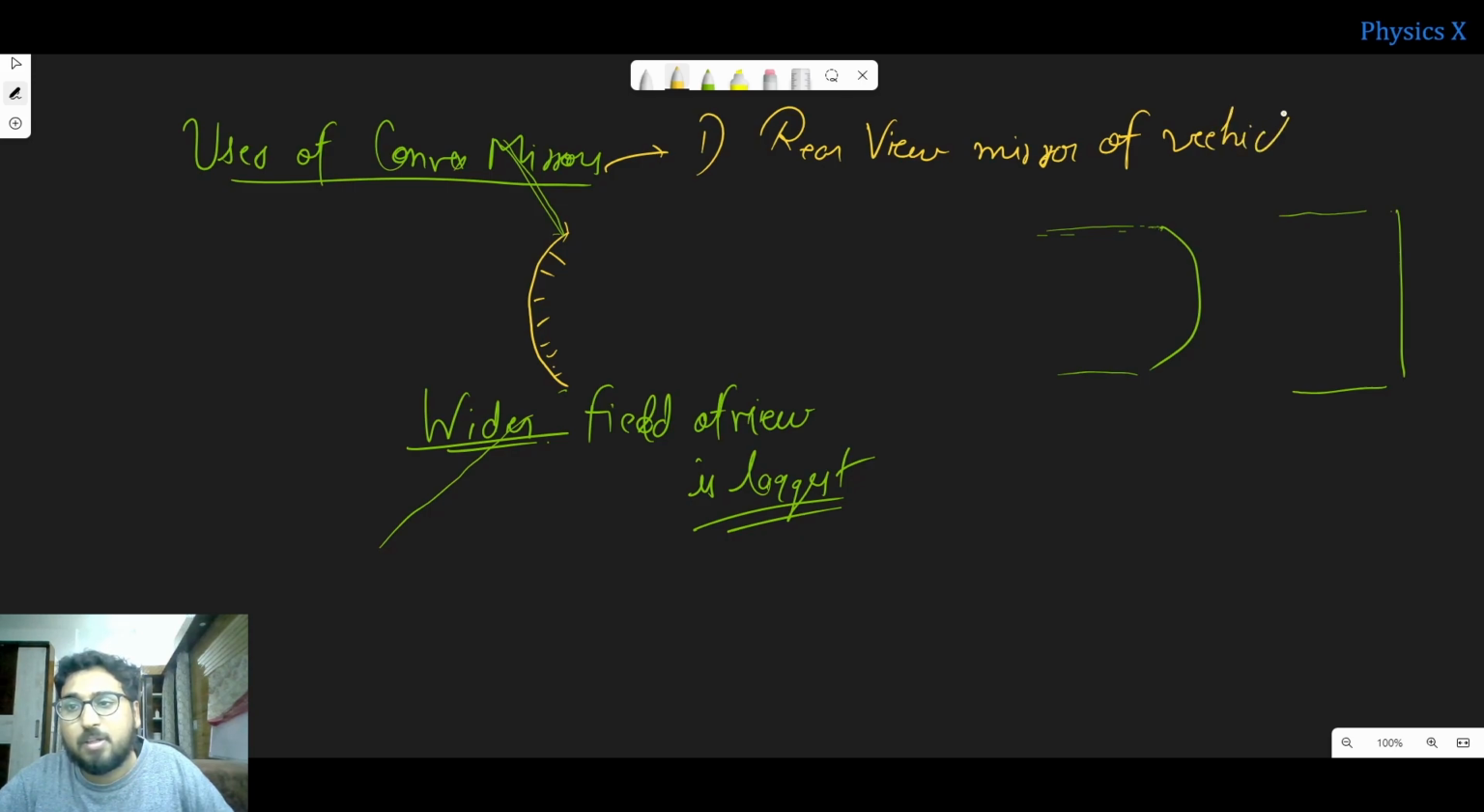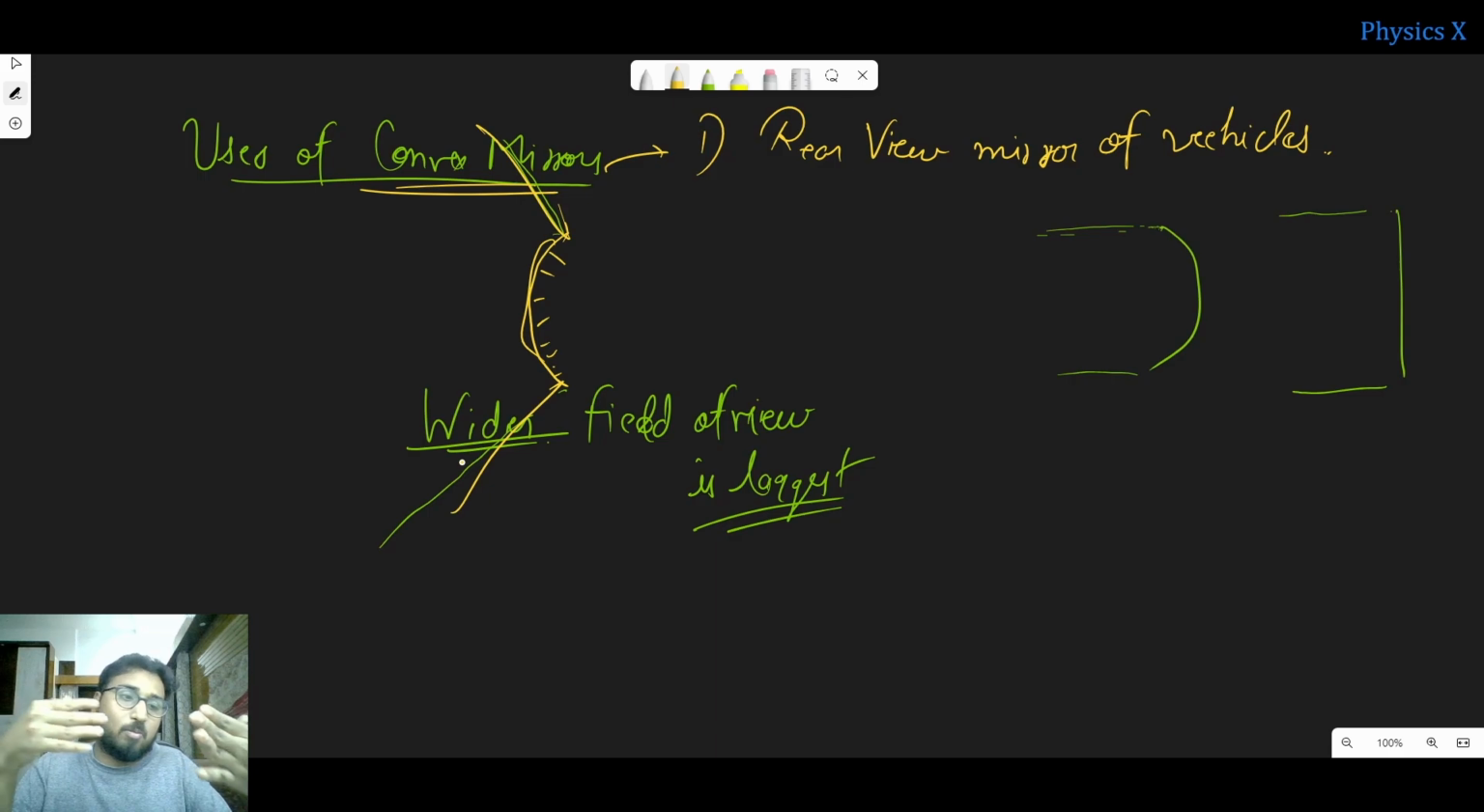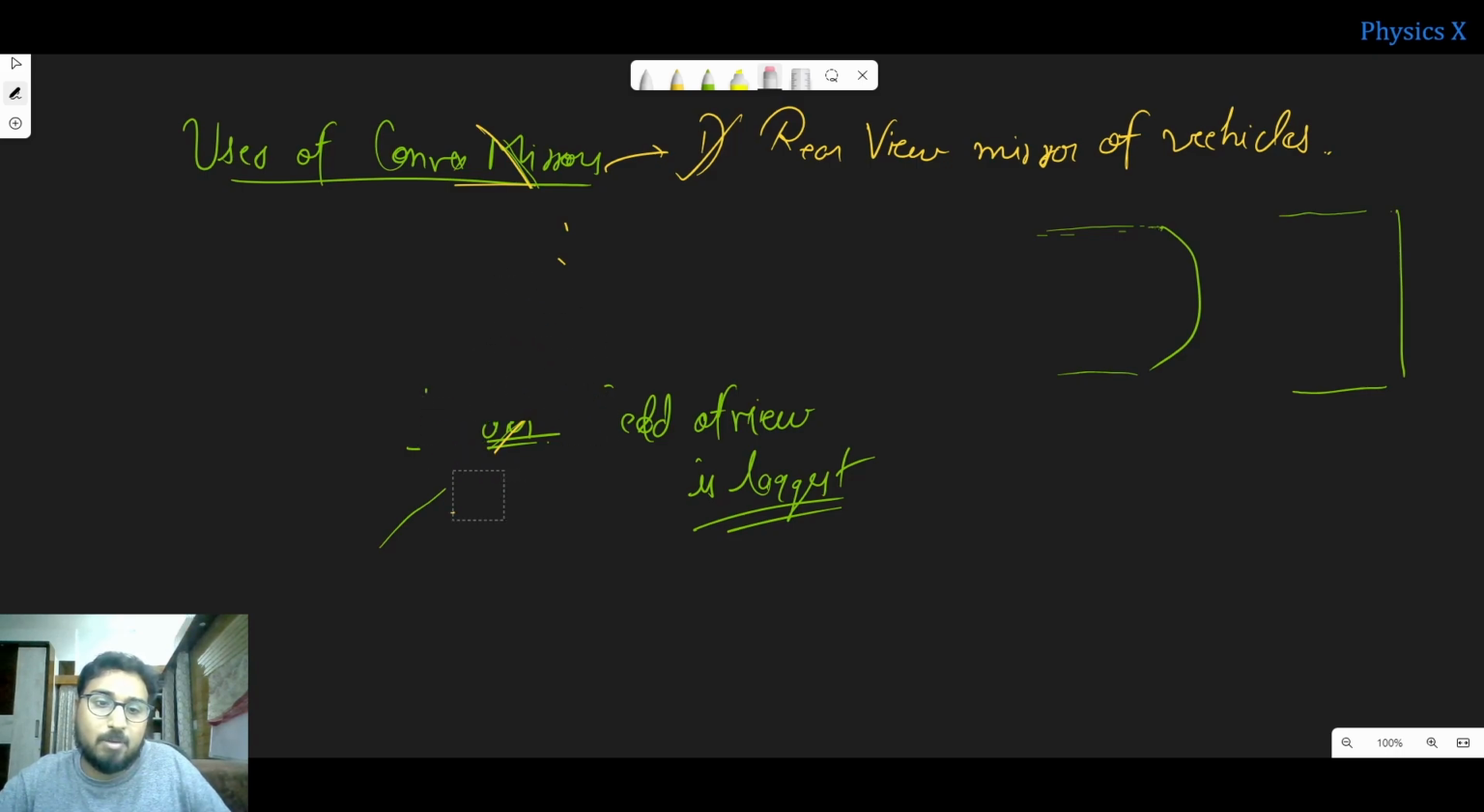It is used as the rear view mirror of vehicles because the side mirrors and the rear view mirror in the cars we see are nothing but convex mirrors. Since this reflecting surface has a wider field of view, on a small piece of mirror you will be able to see more of the area at the back. That is why it is used as a rear view mirror in vehicles, right? Another use of convex mirror we see is in parking mirrors, or security mirrors.